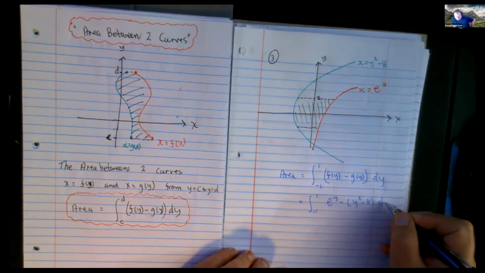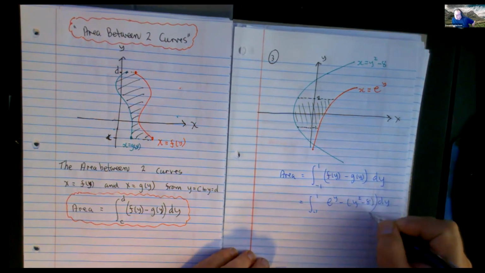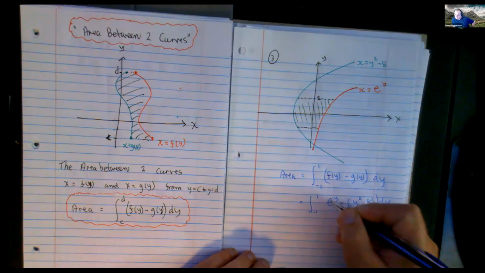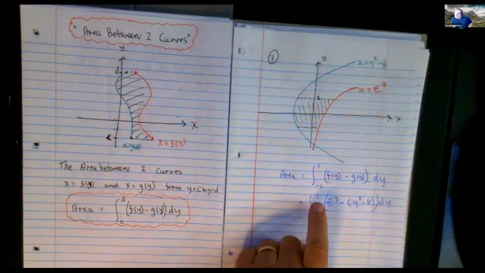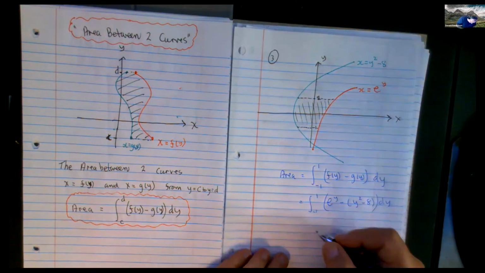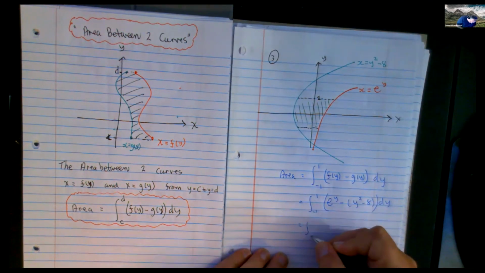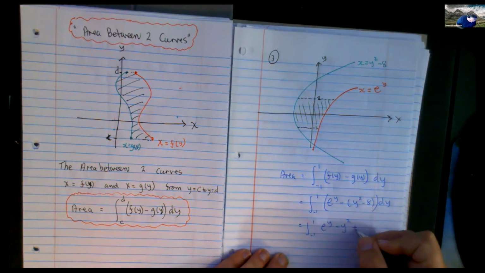Are we comfortable about how that was set up? Where the numbers came from, why we picked the f of y and why we picked who was going to be the g of y? Are we comfortable about the setup? So if you were given this picture, would you be able to create this? And if the answer is yes, then we're good. Now, this will become e to the y, take away y squared plus 8.